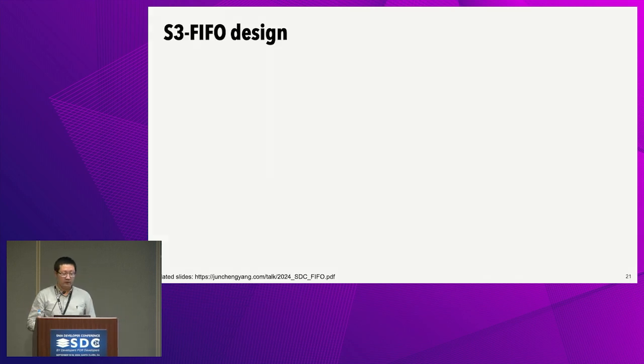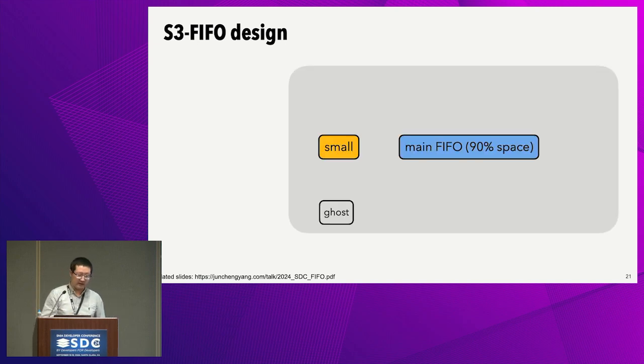So S3-FIFO, as the name suggests, uses three FIFO queues. It's a very simple design. It has a small queue, a ghost queue, and a main FIFO queue, all being FIFO. The small queue uses 10% of cache space, the main queue uses 90% of cache space, and the ghost queue only stores metadata, so it does not store data.